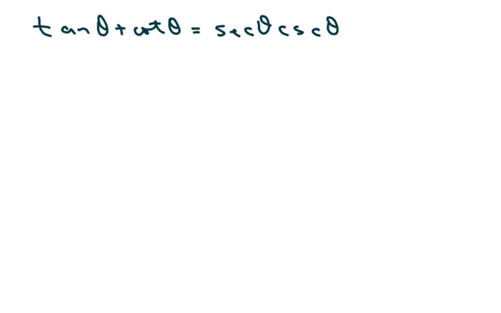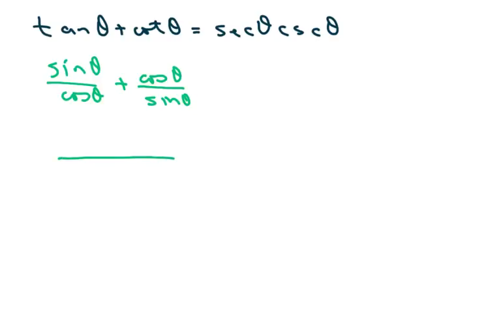I'm going to do one more. It's very similar. I'm going to go ahead and write this in terms of sine and cosine. And get my common denominator, which is sine of theta times cosine of theta. And you're just crossing up here.